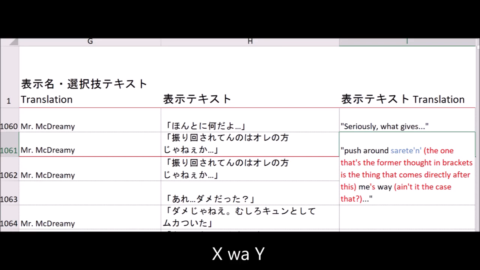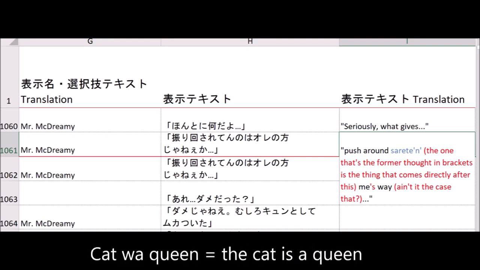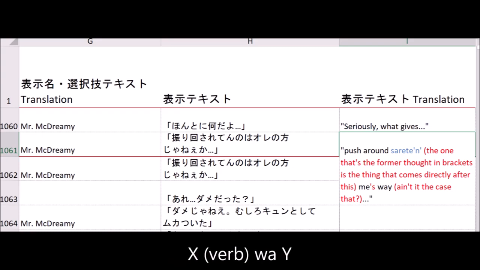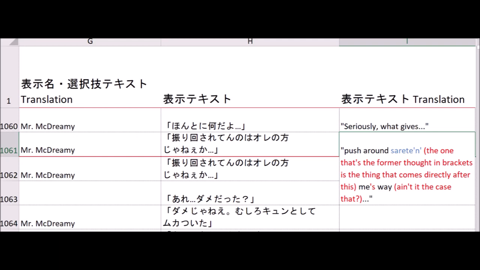This is the basic sentence structure of "x wa y," where x is a noun and y is a noun or an adjective. Like "sky wa blue" would be "the sky is blue," or "cat wa queen" would be "the cat is a queen." However, since x in this case is a verb, furimawasareru, you have to add a "no" before the "wa." It has the feel of "the one that is," or "the one that's going to."